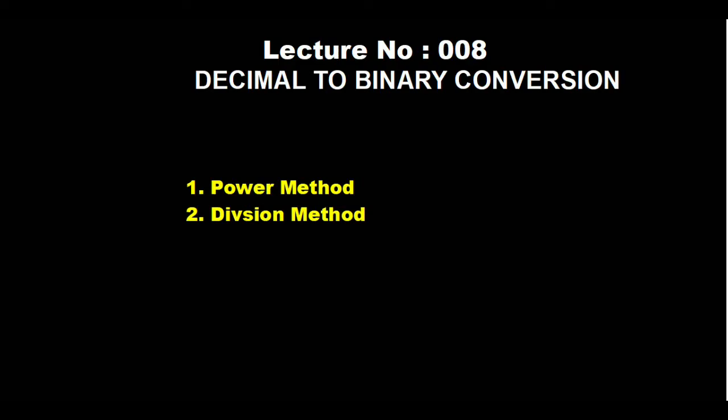In this video, we are going to see a decimal to binary conversion. To do this, there are two methods. The first one is the power method. The second one is the division method. We will take one example and see how these methods work.